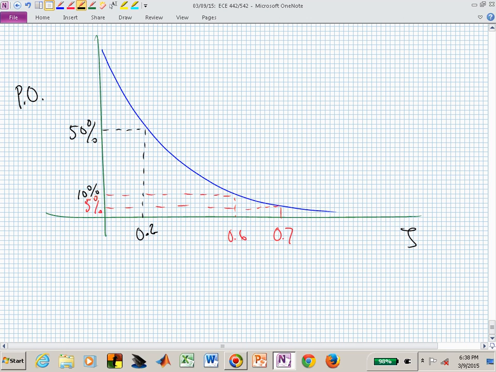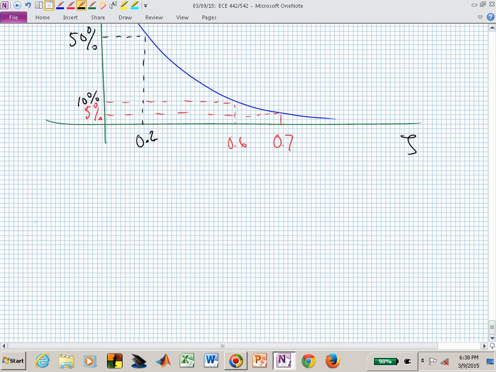Now somebody might give you a specific percent overshoot and say, I want a percent overshoot of 10% or less. That says your zeta value needs to be 0.6 or larger. What's the angle associated with a zeta value of 0.7?